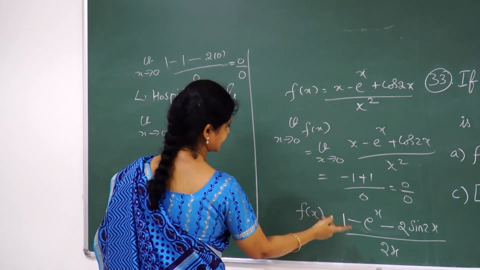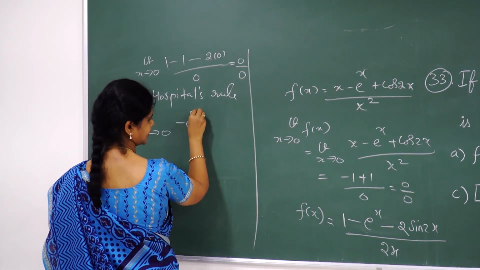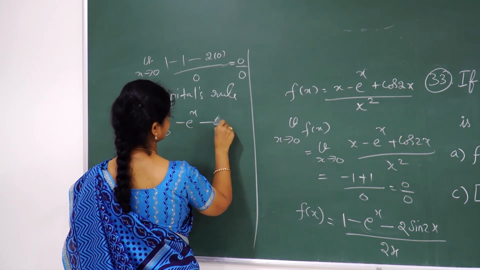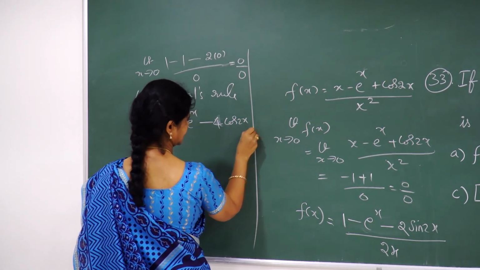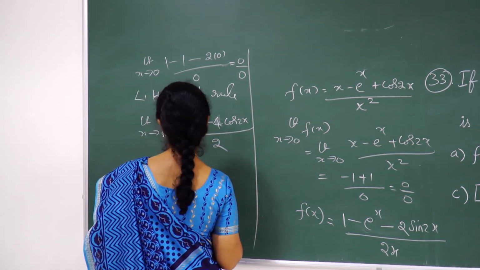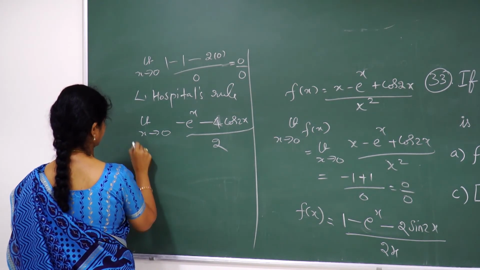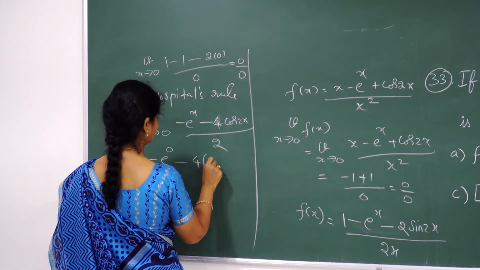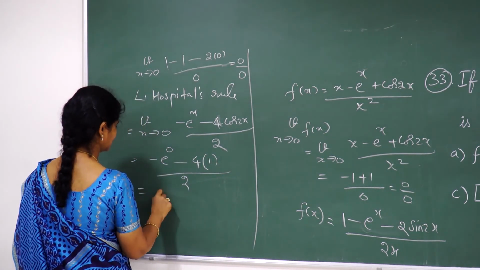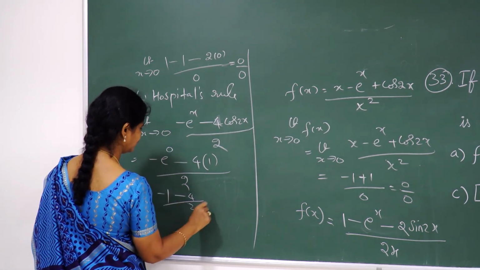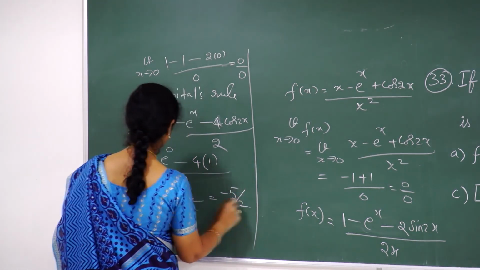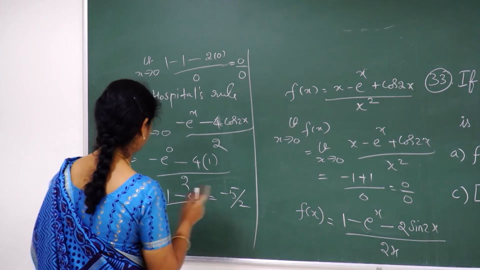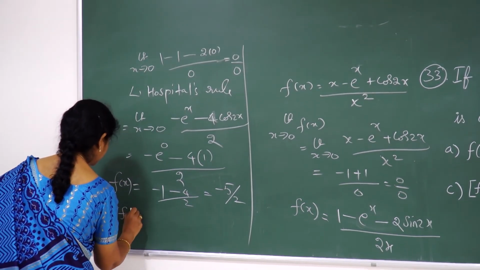Once again you differentiate, you get minus e power x, and for sin 2x you get minus 2 into 2, that is 4 cos 2x, divided by 2. Applying the limit, what do you get? That is equal to minus e power 0 minus 4 into 1 divided by 2, so that is minus 1 minus 4 by 2, equal to minus 5 by 2. So this is your f of 0, equal to minus 5 by 2. Now you find out what is your greatest integer.